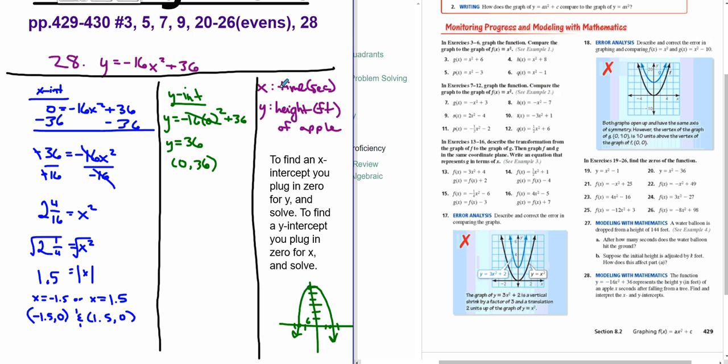Again, x is the time in seconds. So this is the time in seconds for the height of an apple. And here at 0 seconds, because x is the time in seconds, we have a height of 36 feet. So what that means is that apple starts at 36 feet. It's a tall apple tree.